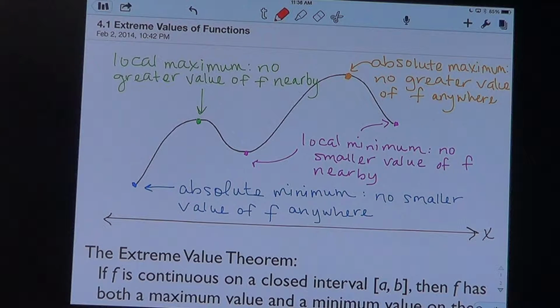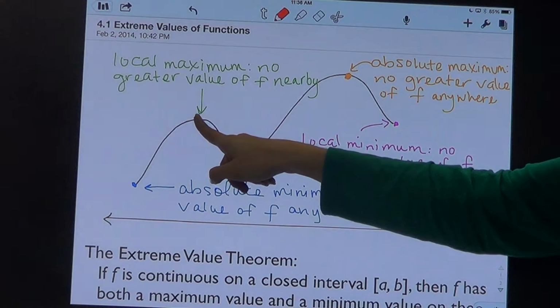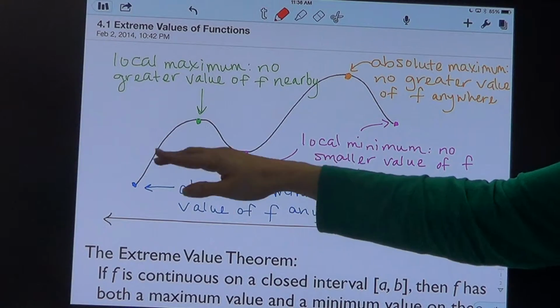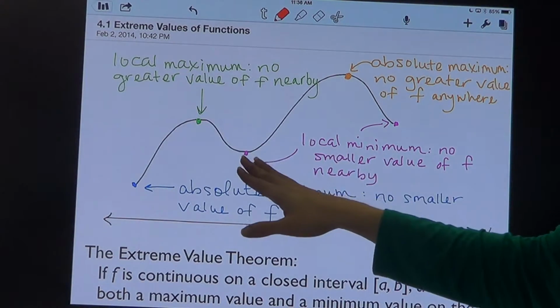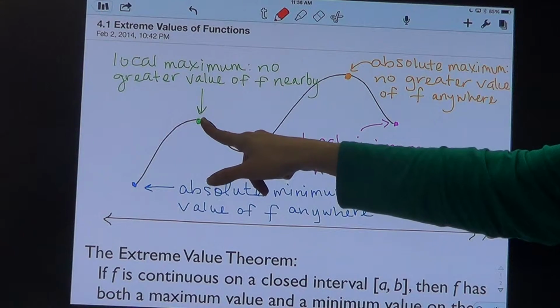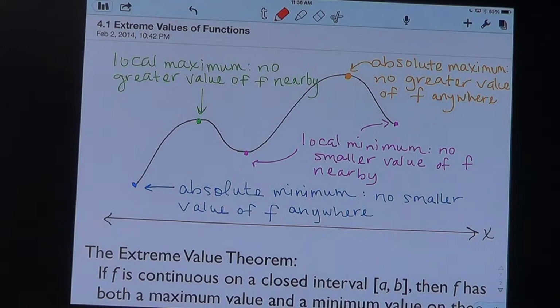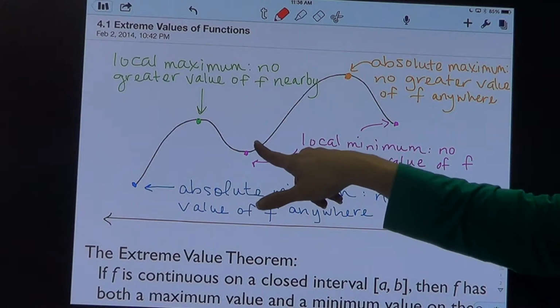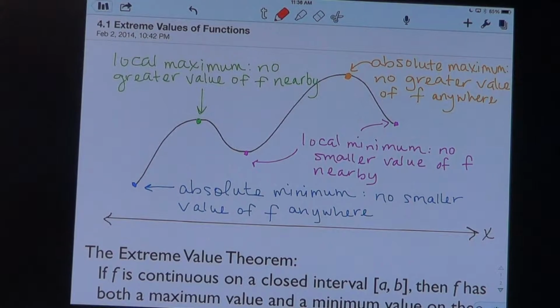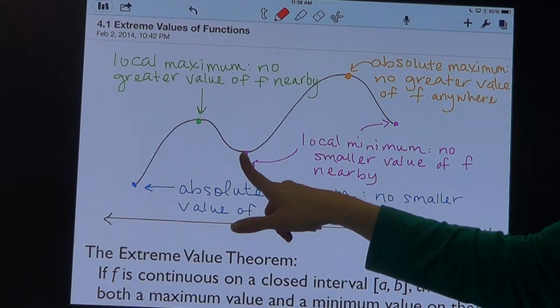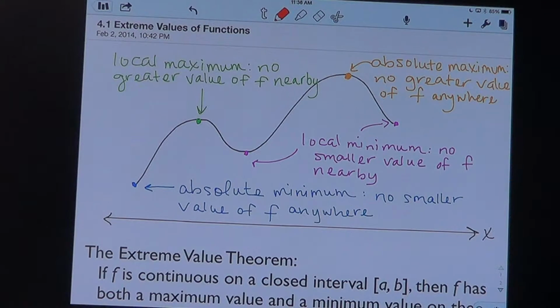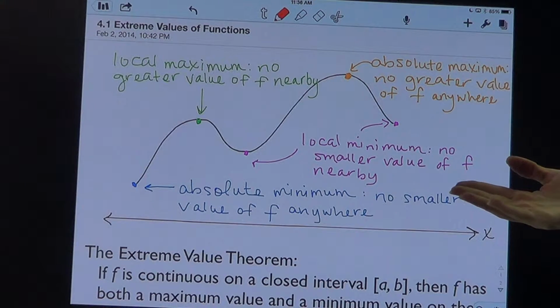And then there's also things called local minimums and maximums, and that is a minimum or maximum for an area. So in this case, the green is a local maximum because in this portion of the graph, that is the highest value of the function. There's no greater value of f in the nearby area. And then there's two local minimums in this function. There's no smaller value of the function anywhere nearby.